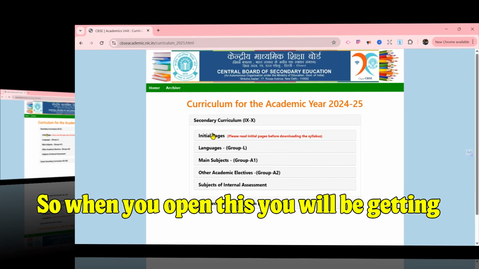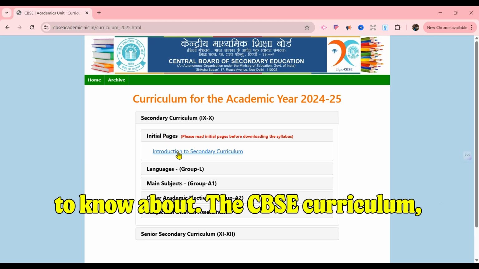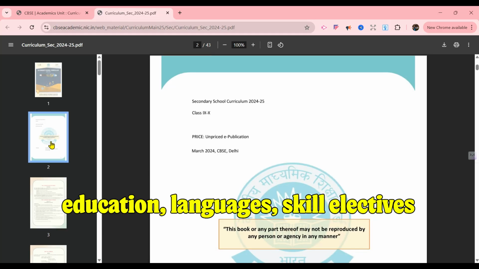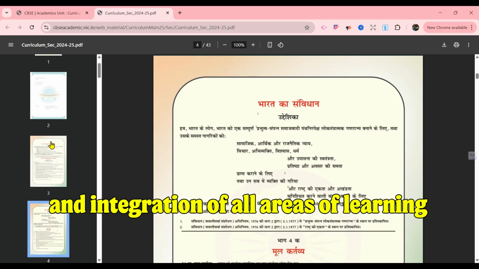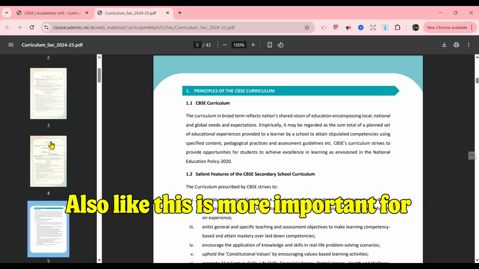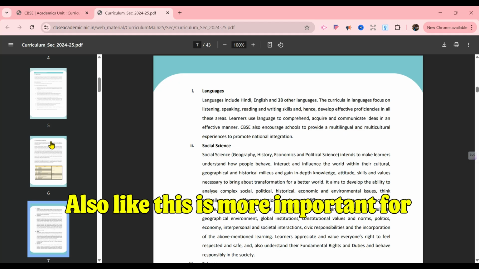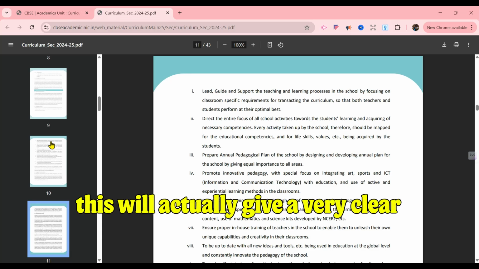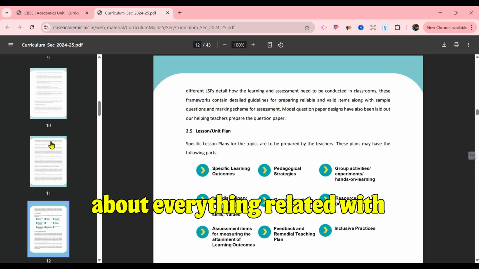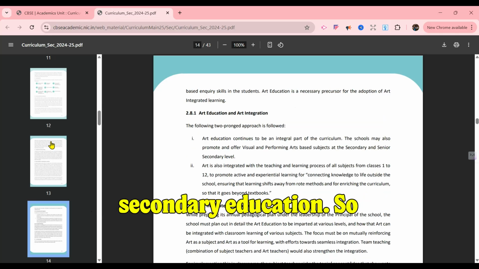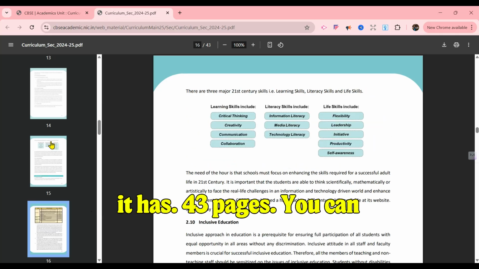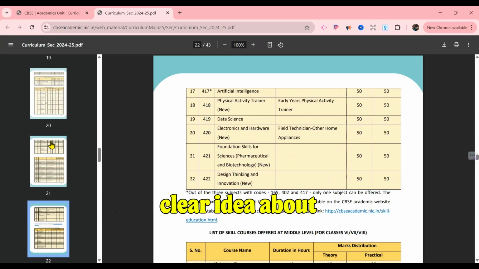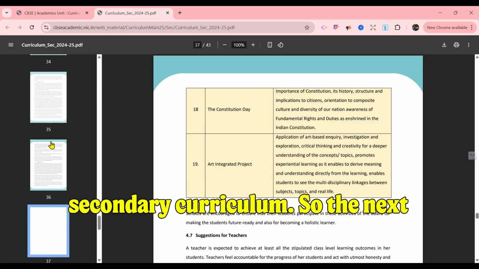So when you open this, you'll get to know about the CBSE curriculum, important features of secondary education, languages, skill electives, and integration of all areas of learning, and also how to implement the curriculum. This is more important for the school and the teachers, but when the students also go through this, it will give a very clear picture of everything related to secondary education. So it has 43 pages. You can check everything here and you'll get a clear idea about the secondary curriculum.